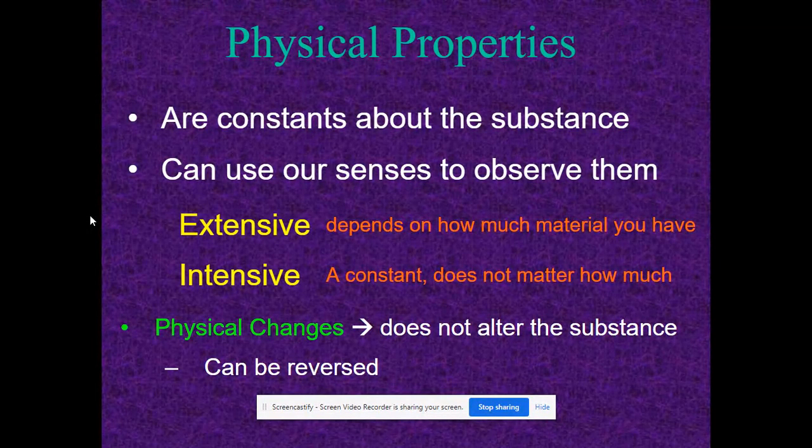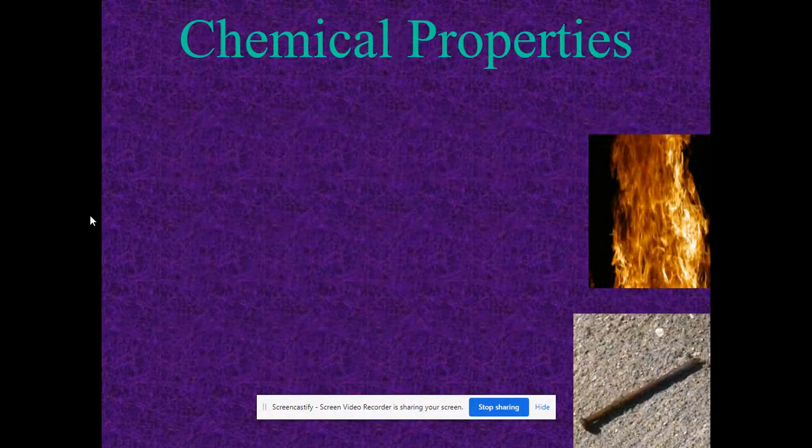But physical changes can be reversed. Changing phase is also a physical change that people don't realize. You melt an ice cube. You can turn that liquid water back into solid ice by just lowering its temperature.